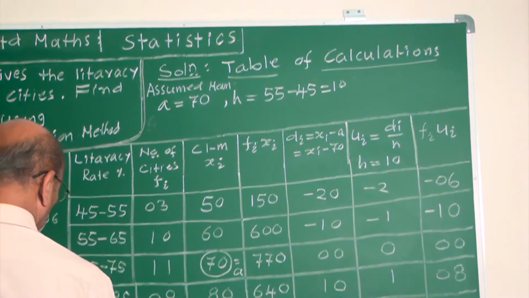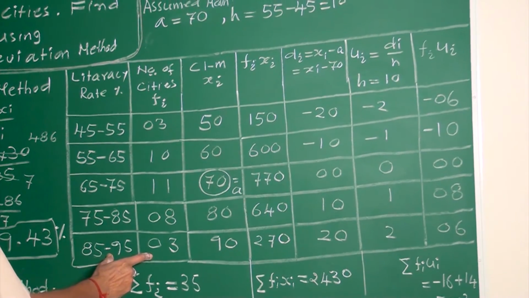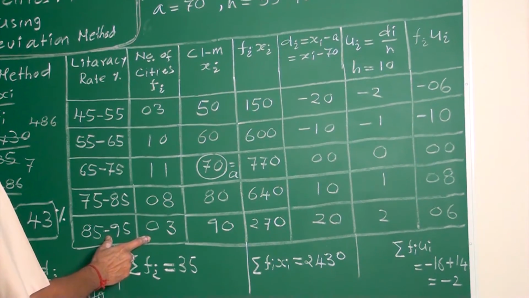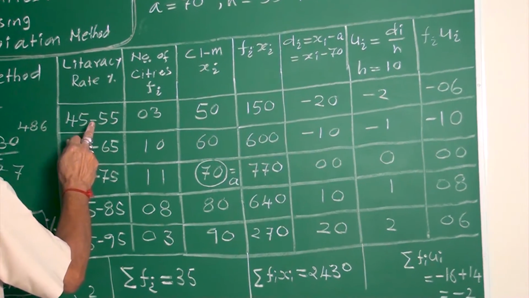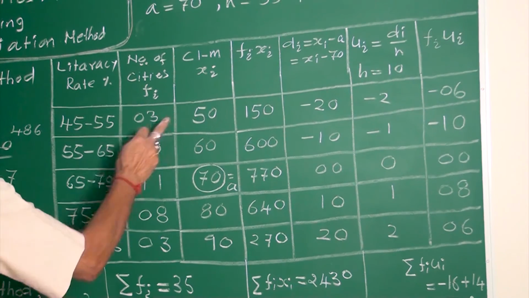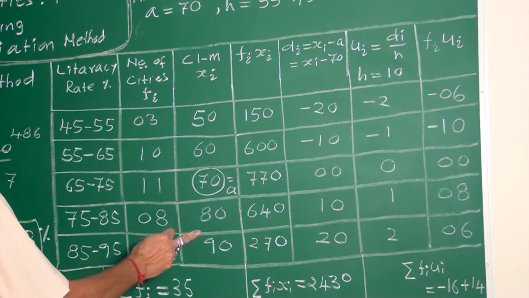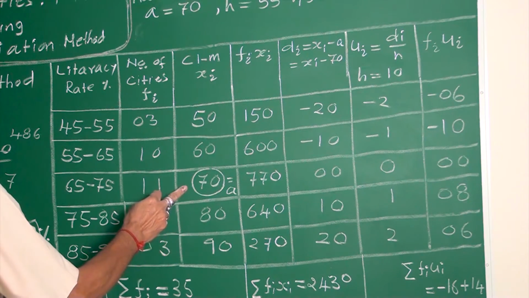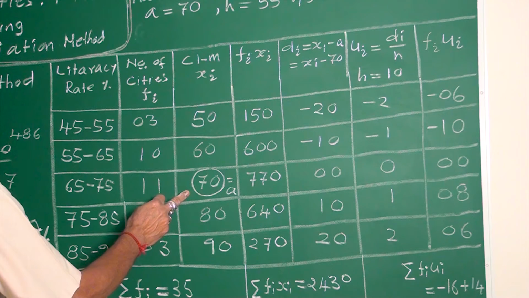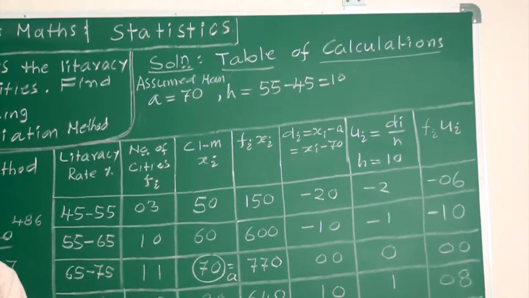These are the first two columns, given as it is in the example. Next, you have to find xi, the mid value. Mid values are 50, 60, 70, 80, 90, my friends. This is the middle value, which gives the assumed mean. Assumed mean is 70, my friends.